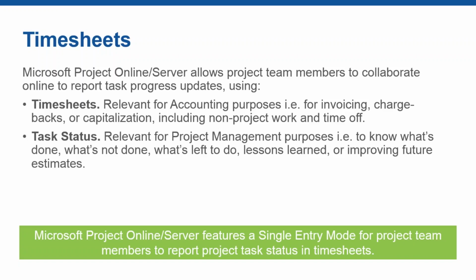Now, some organizations don't have a need to do that because maybe they have an accounting system where they do timesheets. However, from a project management perspective, it may still be very relevant to understand what's done and what's not done, what's left to do, and let's reschedule that, or lessons learned, or trying to get better at estimating next time. So if timesheets are not the right place for us right now, we can always use task status. It's basically an alternative approach to entering progress without having to worry about making 40 hours a week or reporting your sick time or non-working time.